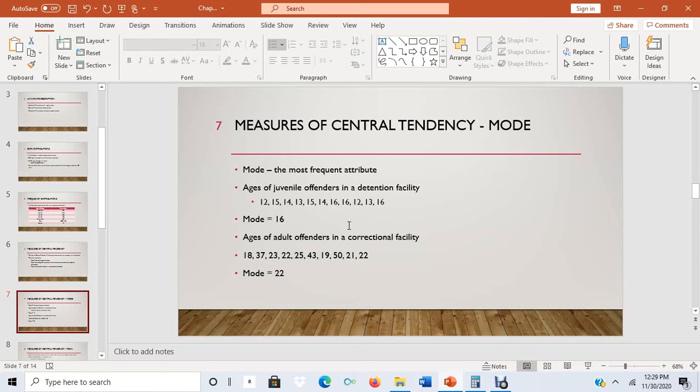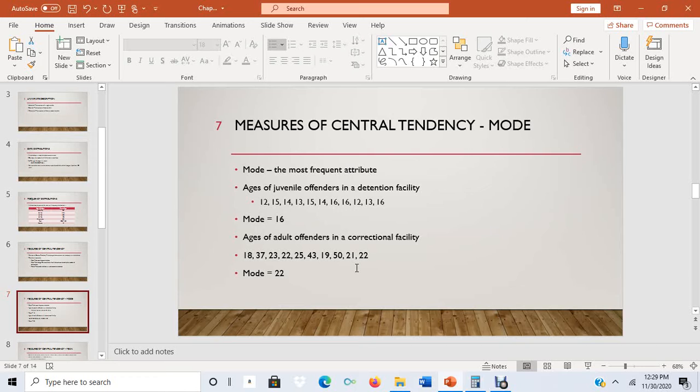All right. Let's assume now that we have some data on adult offenders in a correctional facility. So again, if we want to determine the mode, it's just going to be the observation that we see the most. So we can eyeball these numbers and we see that the mode is 22 because we have 2 individuals that are 22. Okay, and we don't see any other ages that are repeated here. All right. So again, the mode, pretty easy. It's just the attribute that we see the most.